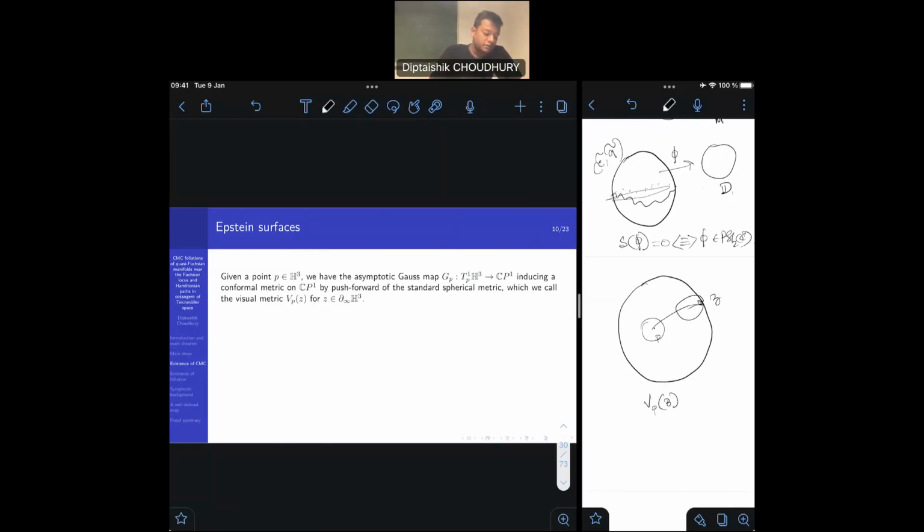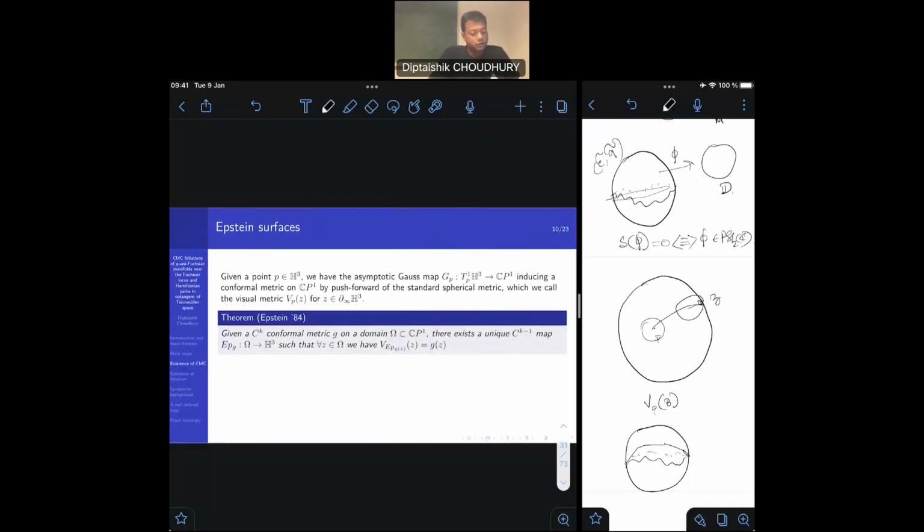Now, what the Epstein surface does is that if you are given some conformal metric on a domain in CP1, it gives you a surface inside such that the visual metric seen from the surface is equal to the conformal metric given. To be precise, given a C^k conformal metric G on a domain omega in CP1, there exists a unique C^(k-1) map Epstein G from omega to H3 such that for all values of Z in omega, the visual metric seen from the Epstein surface is equal to the given metric.